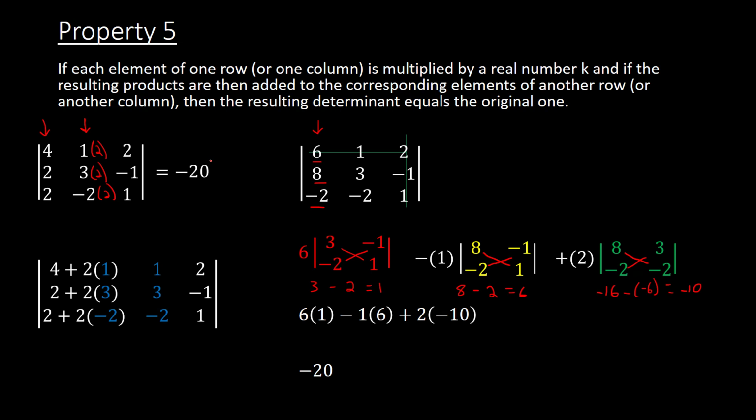So all that to point out the fact that the original determinant was -20, and then when I multiply the second row by a number, we picked the number 2, and added it to any of the other columns, then the resulting determinant would also be the same. And that is your fifth property.